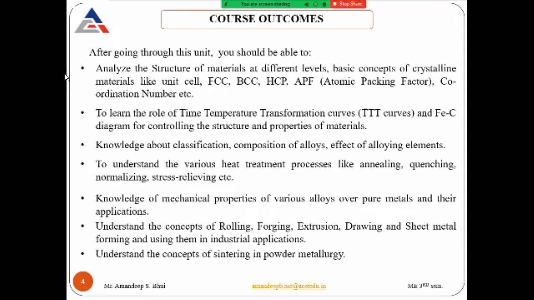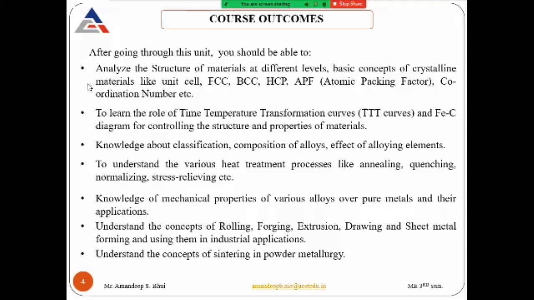So next, you will be able to know about the classification and composition of the different alloys and the effect of the alloying elements on the properties of the base metal. Okay. So in this we will be studying, if I add say silicon, molybdenum, or other alloying elements, how they affect the properties of the base material.